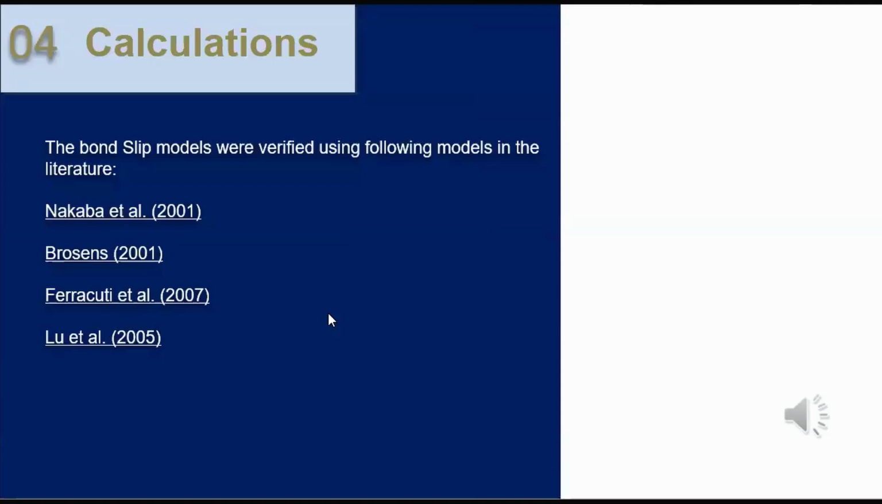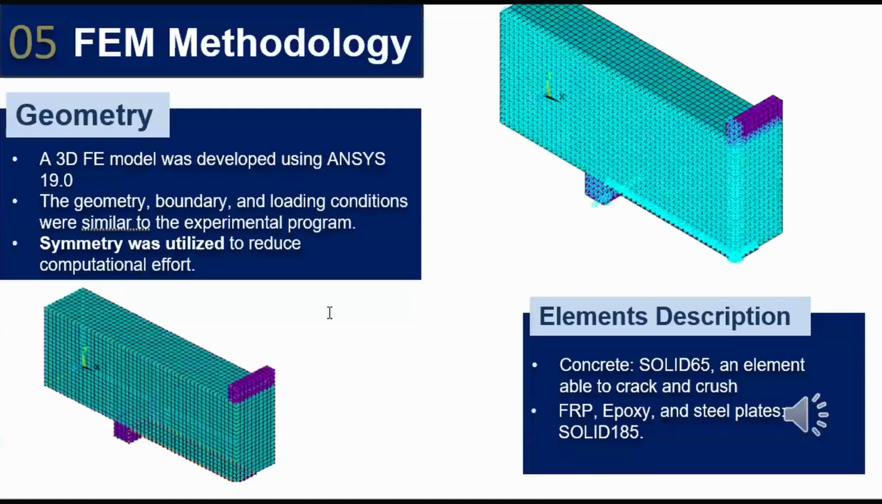Then, to verify the accuracy of our calculated bond slip models, we calculated these 3 main parameters from 4 famous models in the literature: Kappa 2001, Brosens 2001, Ferretti 2007, and Liu. We got a good agreement for this, and now let's move to the finite element modeling methodology.